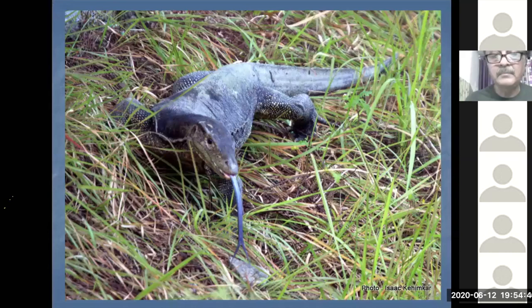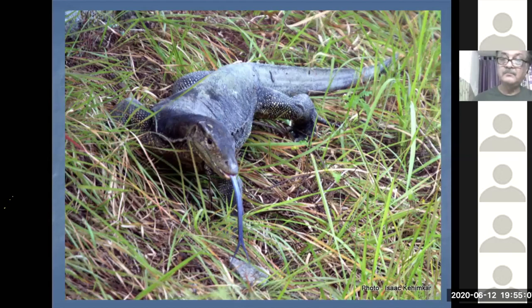That's a Varanus salvator or the water monitor. We have got the desert monitor also. We have got the other common monitor. And the yellow monitor we have, but this is the water monitor. You can mistake it for a crocodile, but it is very swift and can climb trees also, can swim also, and eat birds, eggs, whatever it can overcome, it eats.